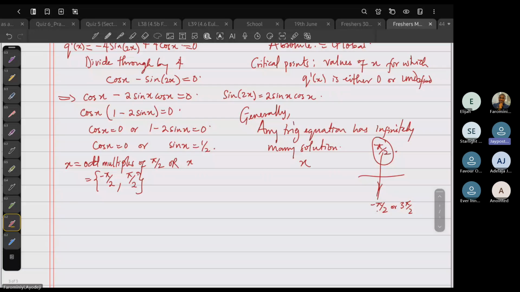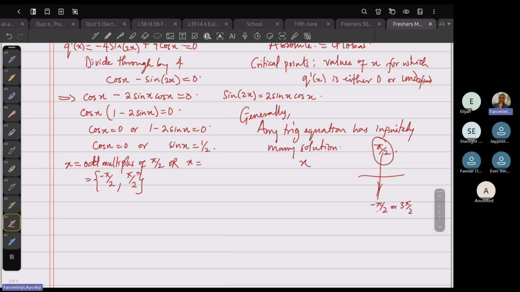30, sir. 30 degrees. But in calculus, you don't work with degrees. So what is that in radians? In terms of pi. So if 180 degrees is 1 pi, what is 30? It will be pi over 6. Oh, I got it. Pi over 6. Yeah, pi over 6.